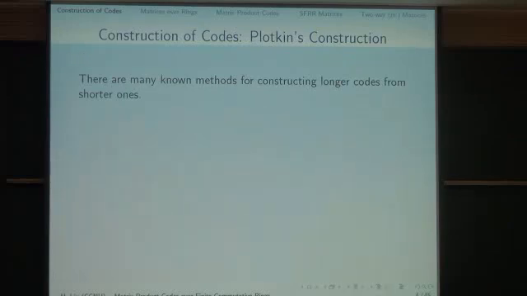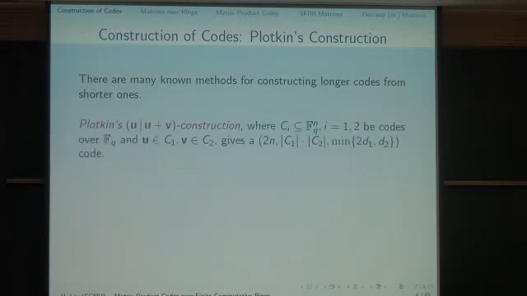Now we can introduce the construction of codes. There are many known methods for constructing longer codes from short ones. For example, we have Plotkin's construction, that is, the u plus v construction. Here we have two codes, C1 and C2, and we can construct a new code in this way. Plotkin gave the parameters of this construction.